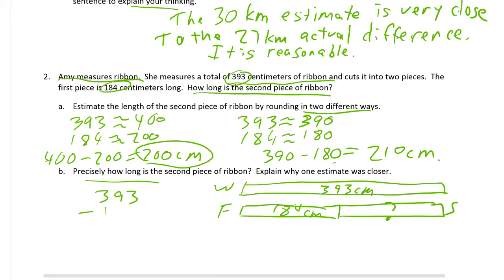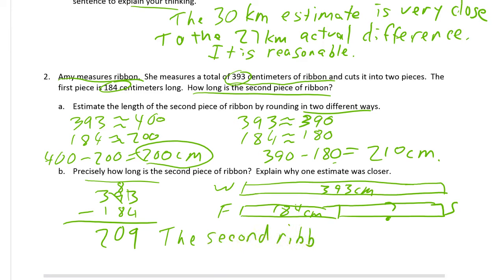393 minus 184. And we can see we're taking away four ones. We don't have four ones. So we're going to break up one of these tens. It leaves us with eight tens left. 10 more ones. It leaves us 13 ones. 13 minus 4 is 9. 8 tens minus 8 tens, we can do that. We just won't have any tens left over. And 3 minus 1 is 2. So the second ribbon is 209 cm.